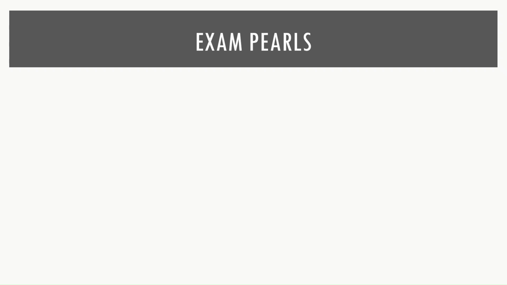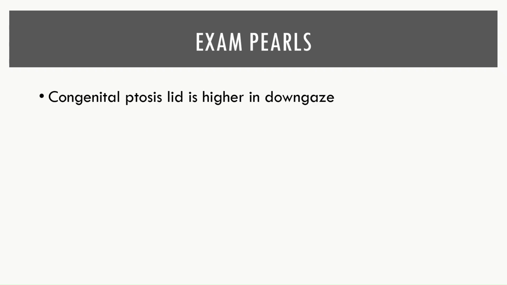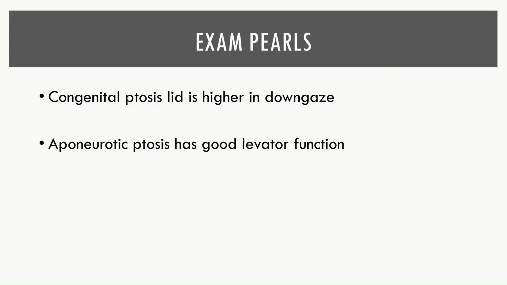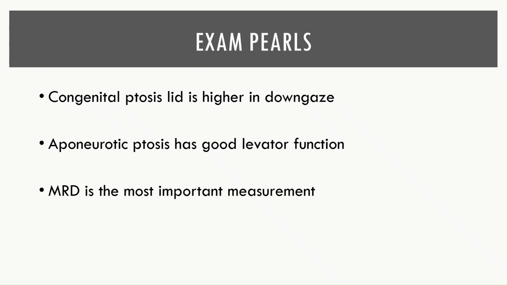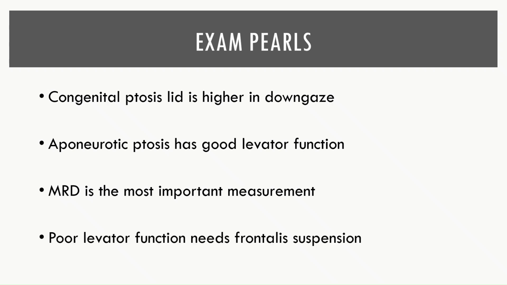Some exam relevant points are: in congenital ptosis, the lid is higher in downgaze. Aponeurotic ptosis has good levator function. Margin reflex distance is the most important measurement in ptosis. Poor levator function needs frontalis suspension.